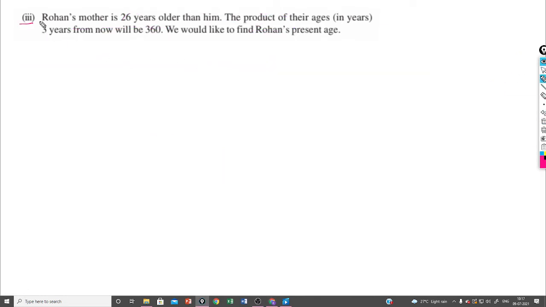Next is question number 3. This problem is related to ages. Here some information is given to you. We have to represent this information in the form of a quadratic equation. Rohan's mother is 26 years older than him. Here him refers to Rohan. So Rohan's mother is there and Rohan is there, so here is the comparison between mother and Rohan. The product of their ages 3 years from now will be 360. We would like to find Rohan's present age.